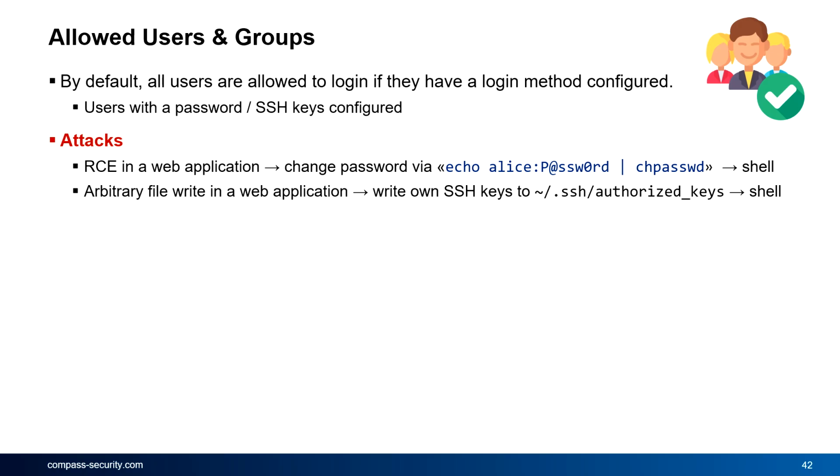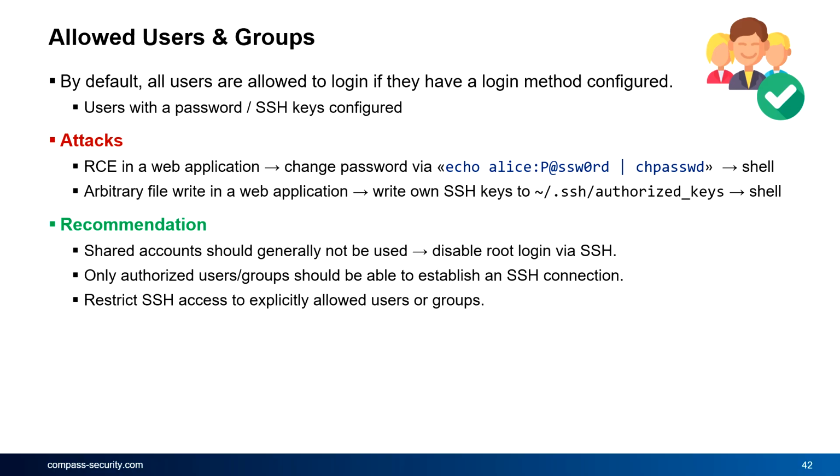Also, if you have an arbitrary file write vulnerability in a web application, you may be able to write your own SSH keys into the authorized_keys file or the authorized_keys2 file, and also use the SSH key to perform a login and get a shell on the system.